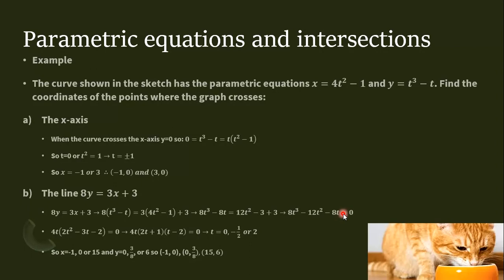So you can then sub them into the x and y equations again, and you get x equals minus 1, 0 or 15, and y equals 0, 3/8 or 6. So the coordinates are (minus 1, 0), (0, 3/8), (15, 6).